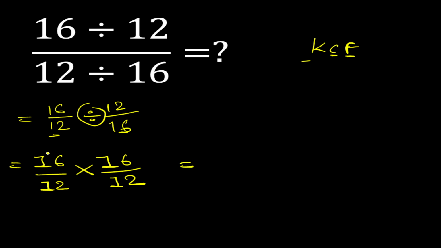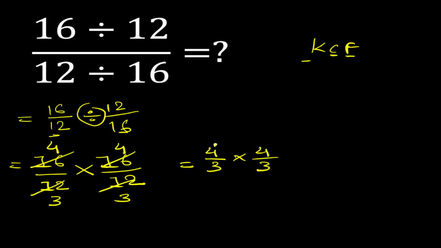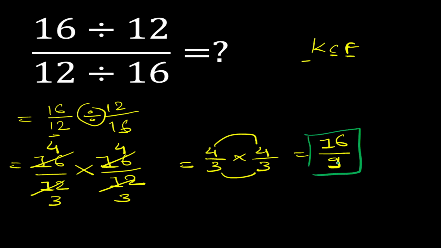Now 16 divided by 4 is 4 and 12 divided by 4 is equal to 3. Here it is also 4 upon 3, right? So now we have 4 upon 3 times 4 upon 3. Now 4 times 4 is equal to 16. Then 3 times 3 is equal to 9. So the correct answer is 16 upon 9, right?